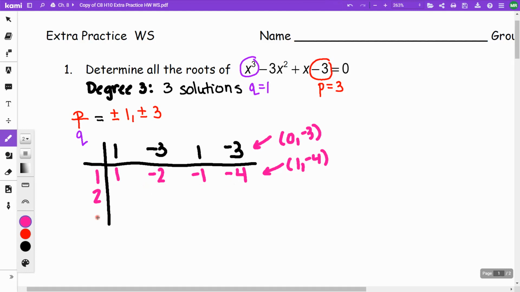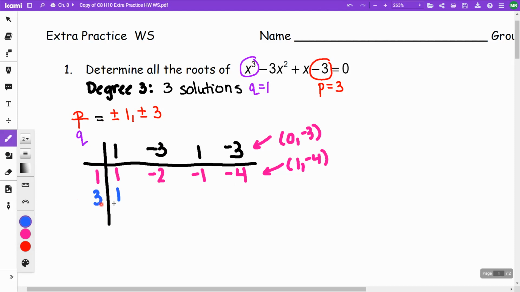Okay, let me do this one in a different color so we can see it a little nicer. So that's a 2. I'm not going to try a 2. Why would I try a 2? The numbers that I'm going to try are 1s and 3s, positive, negative, 1s and 3s. So I'm going to try a 3.